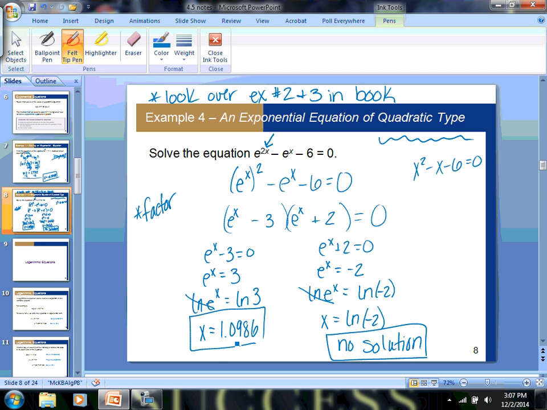So really, we only have one solution, the 1.0986. But we saw this when we did quadratics. When we're solving them, we always want to make sure we check our answers, because one might work and one might not. So this sort of situation where you have one answer and one no solution is not a new concept. Just make sure that when you're solving both of these, you check your work. You can have a negative number for an answer for x, but you can't take the natural log of a negative number.